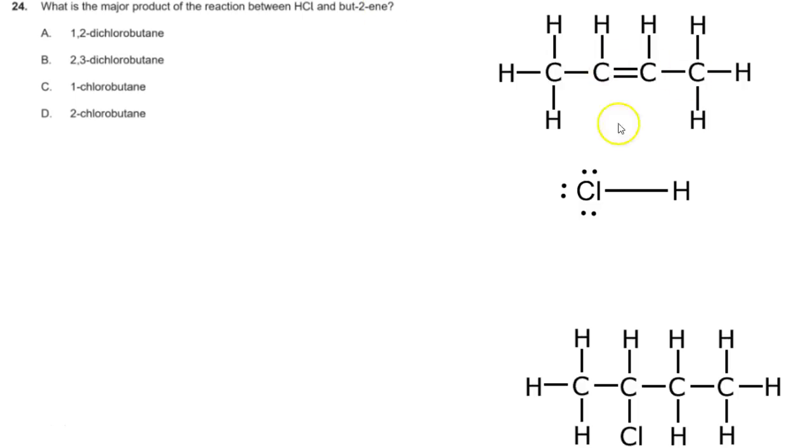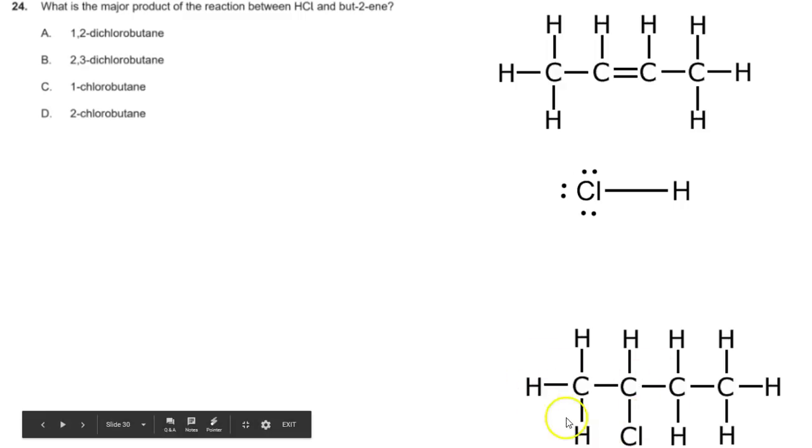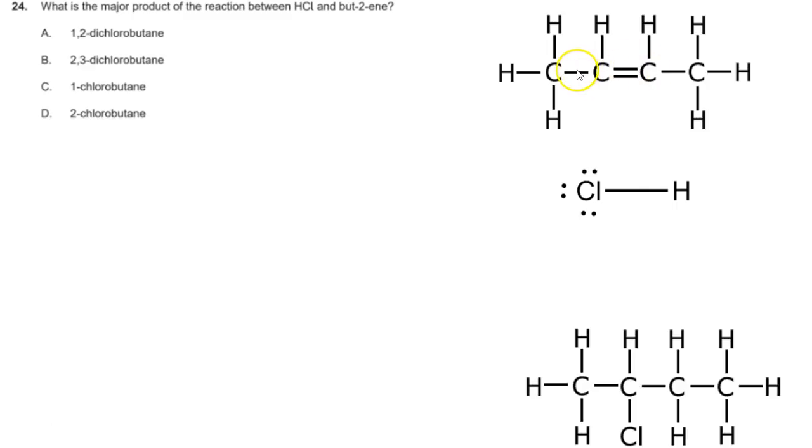This is a major product of HCl and butene. Here's butene. Here's HCl. We're probably going to break this double bond and make a bond between this carbon and this chlorine and this carbon and this hydrogen. So you get this molecule right here, which is 2-chlorobutane. It's important to put the double bond here because if you put it here, that's but-1-ene, then you would have gotten 1-chlorobutane.